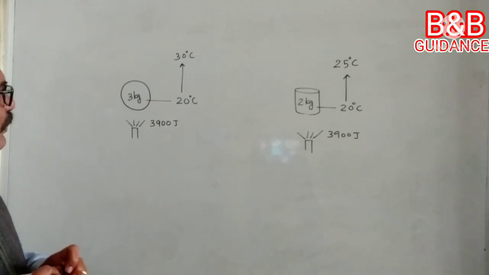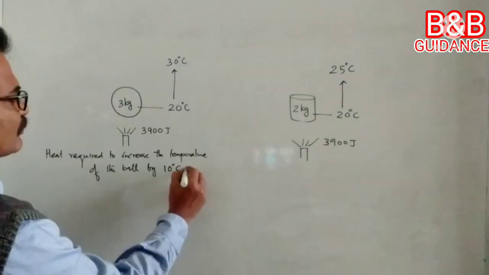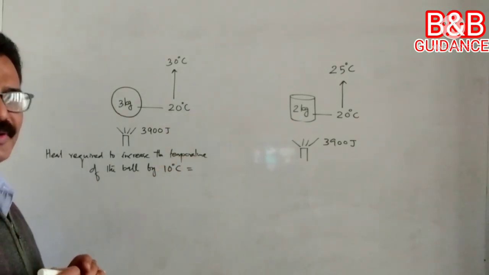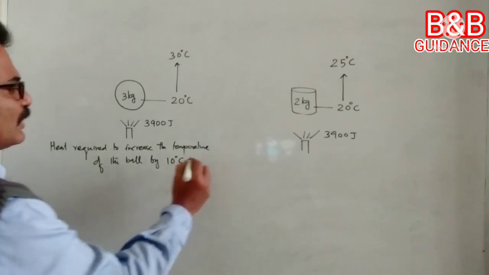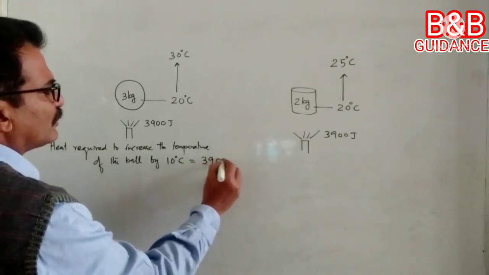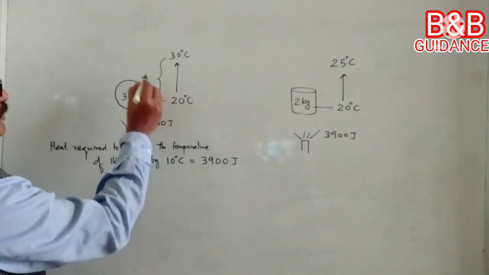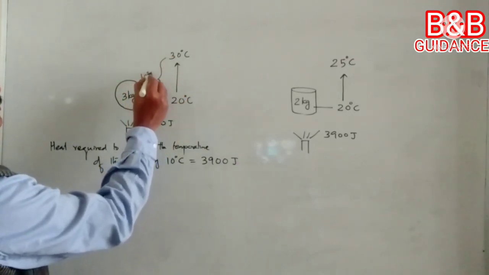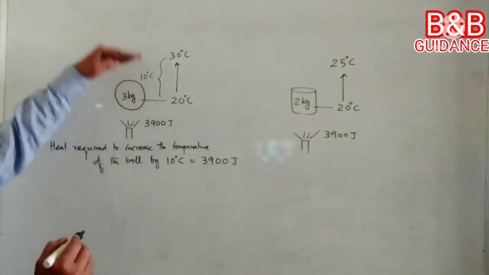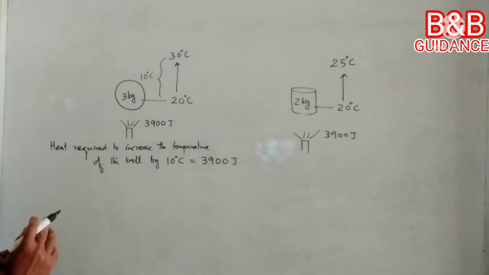Well, so now some simple questions. Let us take this one. What is the heat energy required? My question is very simple and direct. 3900 joule. You understood that because this rise in temperature is 30 minus 20, that is 10 degrees Celsius. To increase the temperature by 10 degrees Celsius, I have to supply 3900 joule of heat energy.